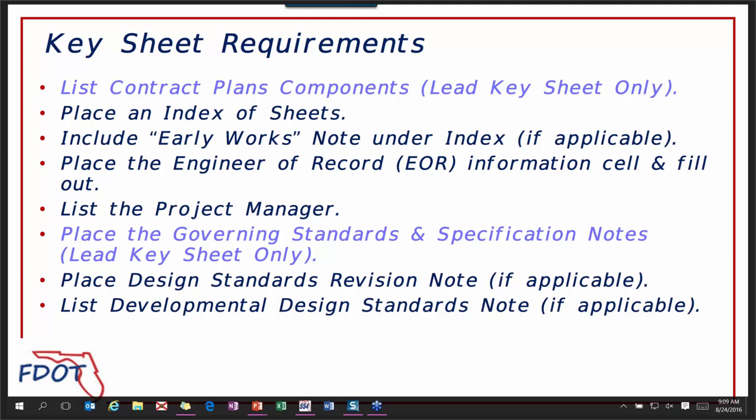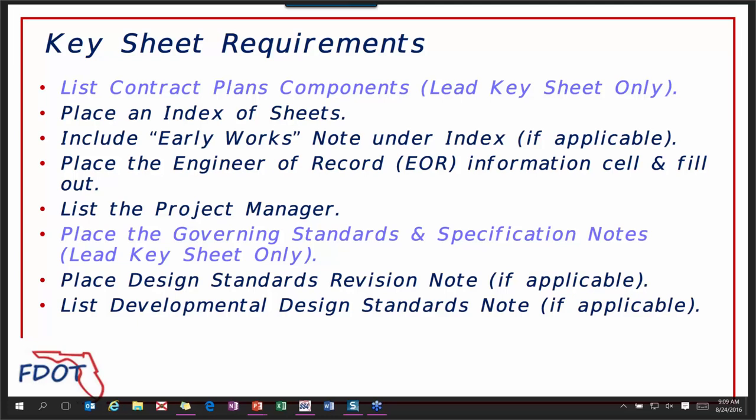Before, it looked like a table almost of all of the DSRs that were applicable, and then you had to include those at the back of your sheets at the end. That's no longer the case per Bulletin 1603. It's just a note, and it says applicable DSRs, and you just list the numbers.